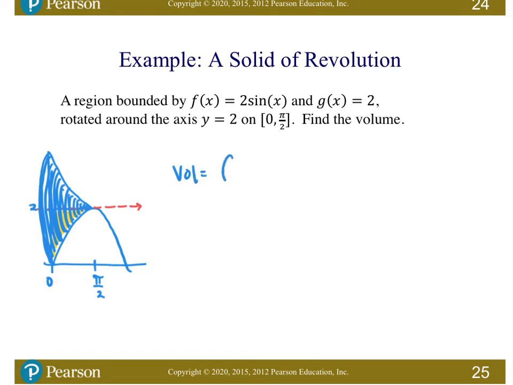The bounds don't change, and pi times. Okay, now it should be pretty clear which one is farther away, because our axis of rotation is the same as one of the boundary lines. So those two, of course, if they're the same, they are the closest to each other. So the one the farthest away is the 2 sine x. So I'll have 2 sine x minus the axis of rotation, which is 2 also, squared.